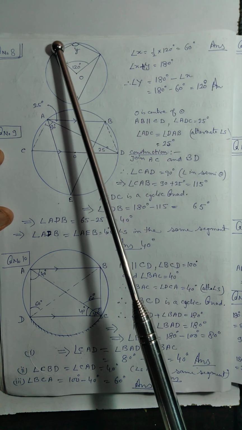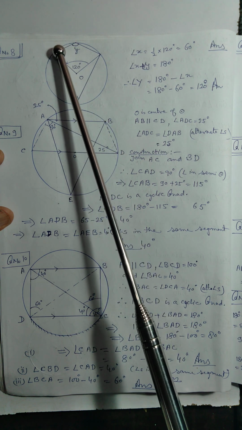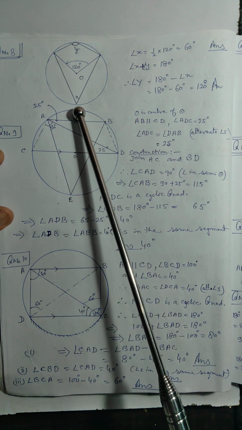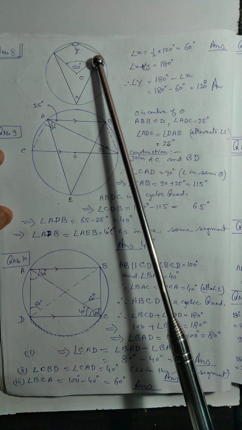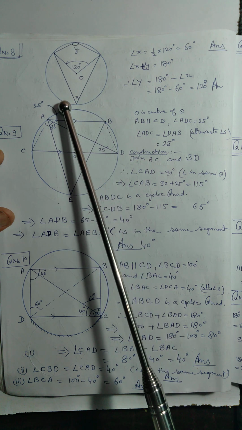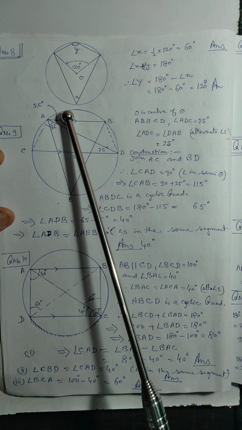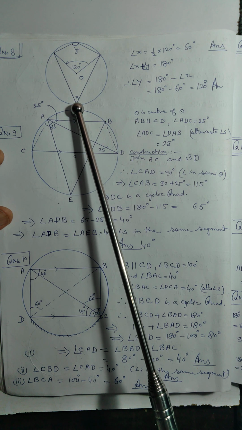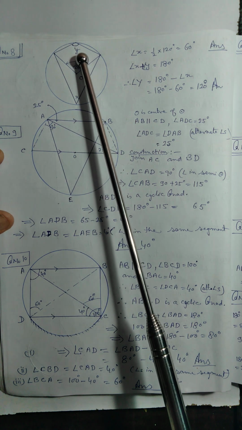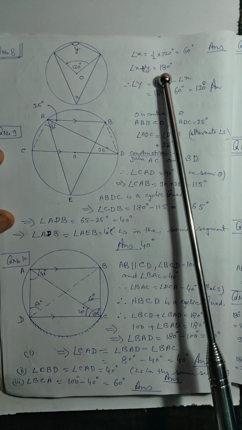And now it is a cyclic quadrilateral. You see, 4 vertices are there, 1, 2, 3, 4. So x and y are the opposite angles. So x plus y should be equal to 180 degree. Means sum of the opposite angles of a cyclic quadrilateral is supplementary. Hence x plus y is equal to 180 degree.